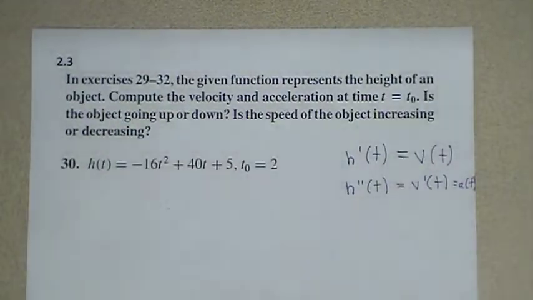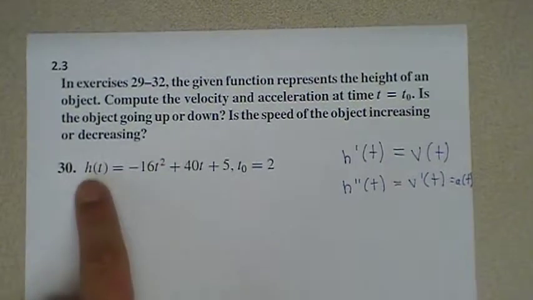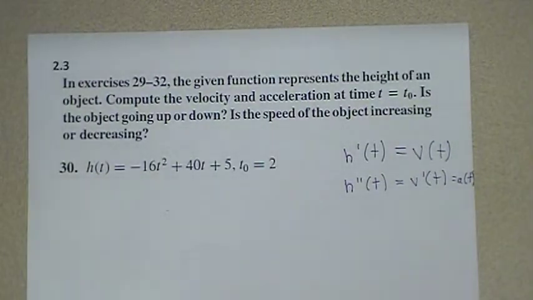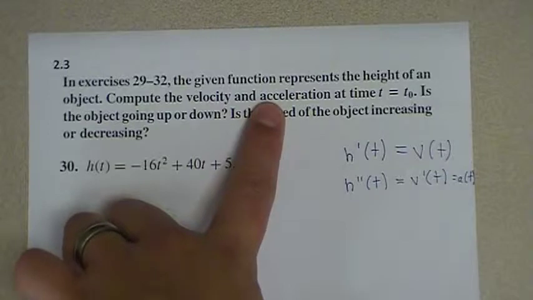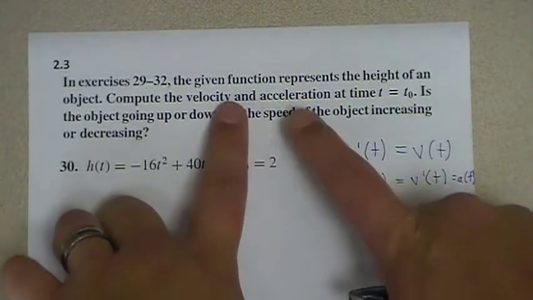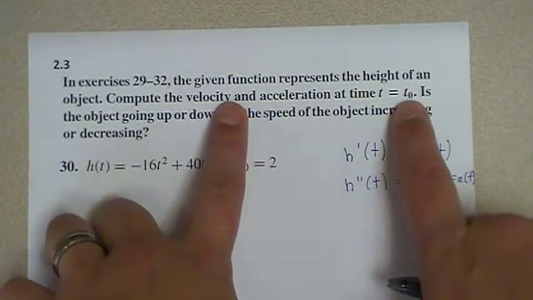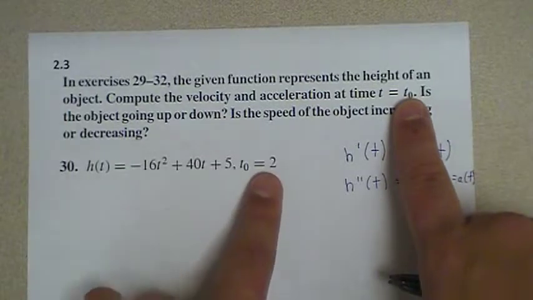This is problem number 30 from section 2.3, and in this problem we're given a function that represents the height an object is off the ground as it's traveling upward and then back downward to the ground. What we want to do is compute velocity and acceleration functions for this object. We want to then use the velocity and acceleration functions to compute the velocity and acceleration at, in the case of number 30, t equals 2.